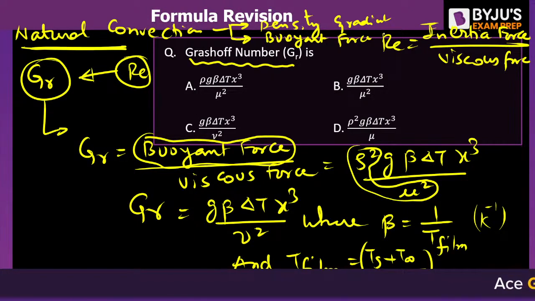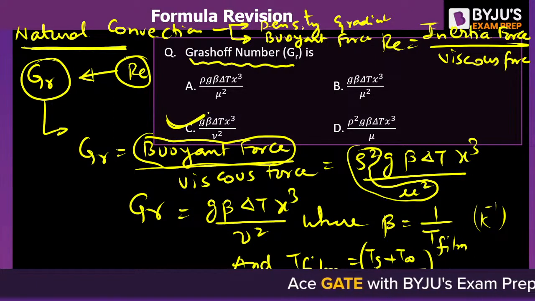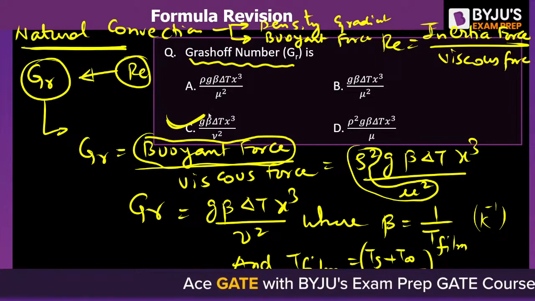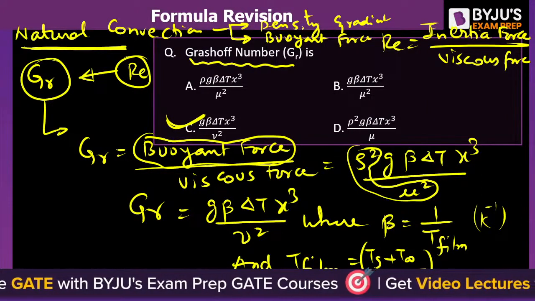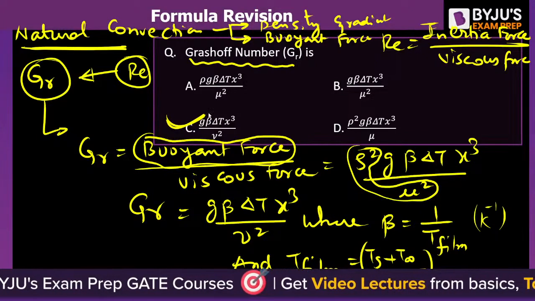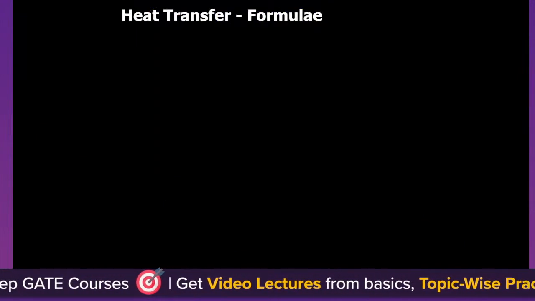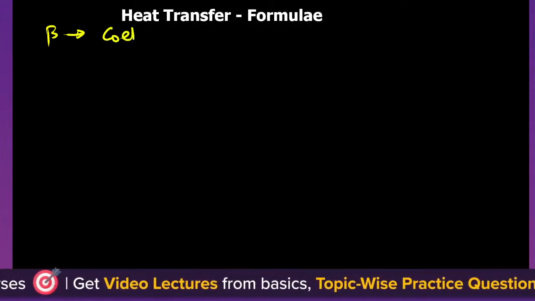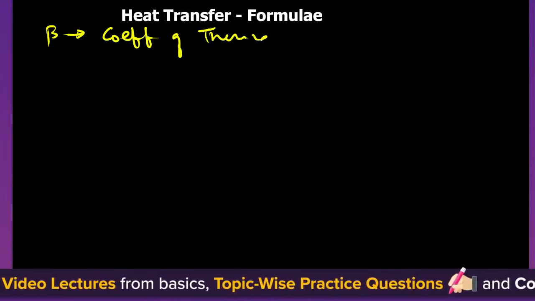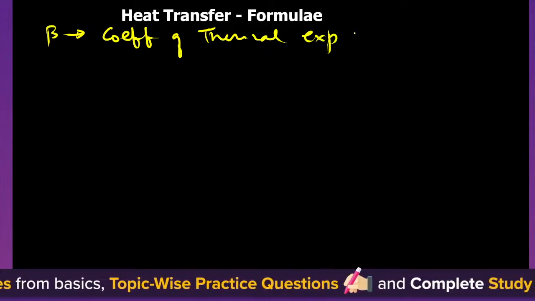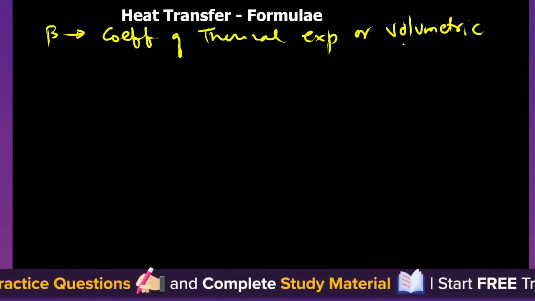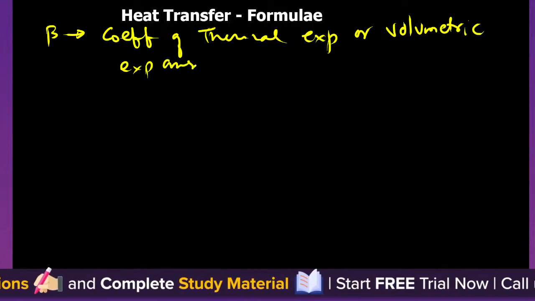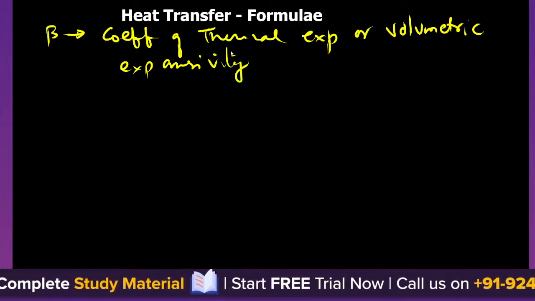What is Grashof number? G beta delta T x cube by nu square. C is the answer. C will be the correct answer for the Grashof number. And beta is called the coefficient of thermal expansion, or we can call it volumetric expansivity. It is a thermodynamic property.